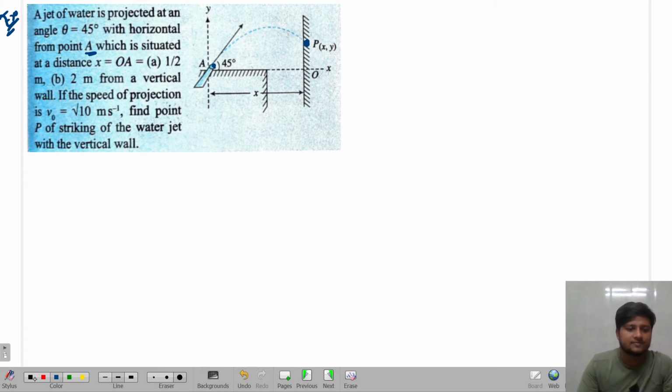Now you know that if the water is hitting somewhere over here, it will have some components x comma y. Yes or no? The point P will have some coordinates x comma y, and you need to calculate that. So how to calculate? Can anyone try this? I'll give you 2 minutes time.